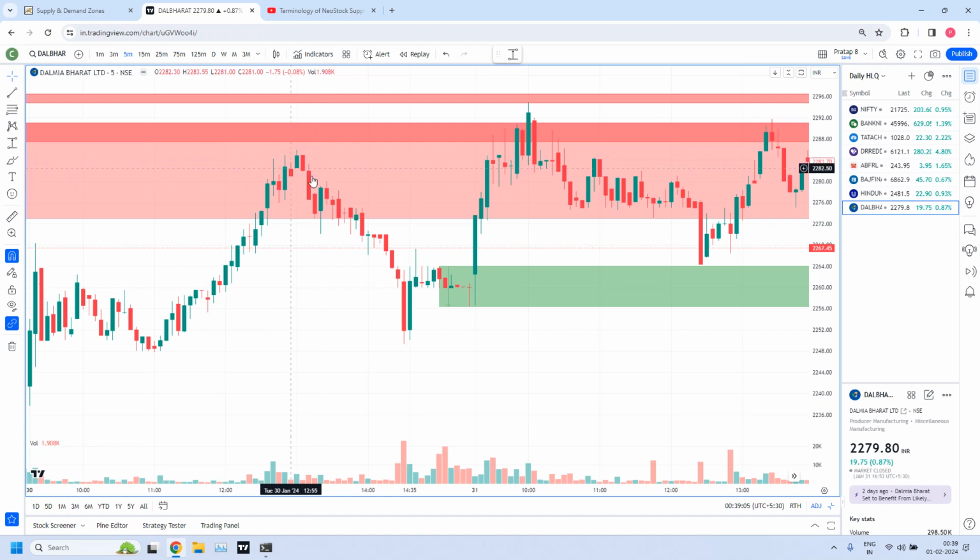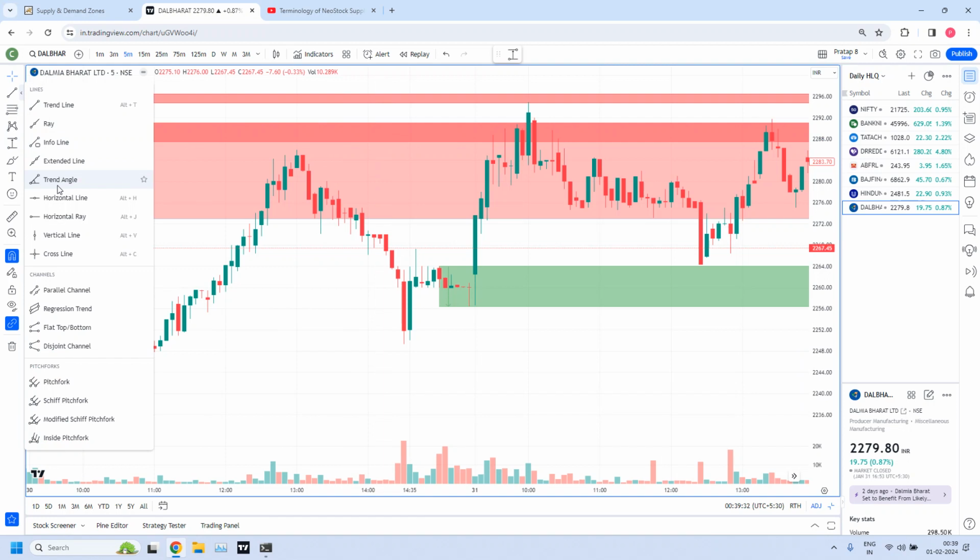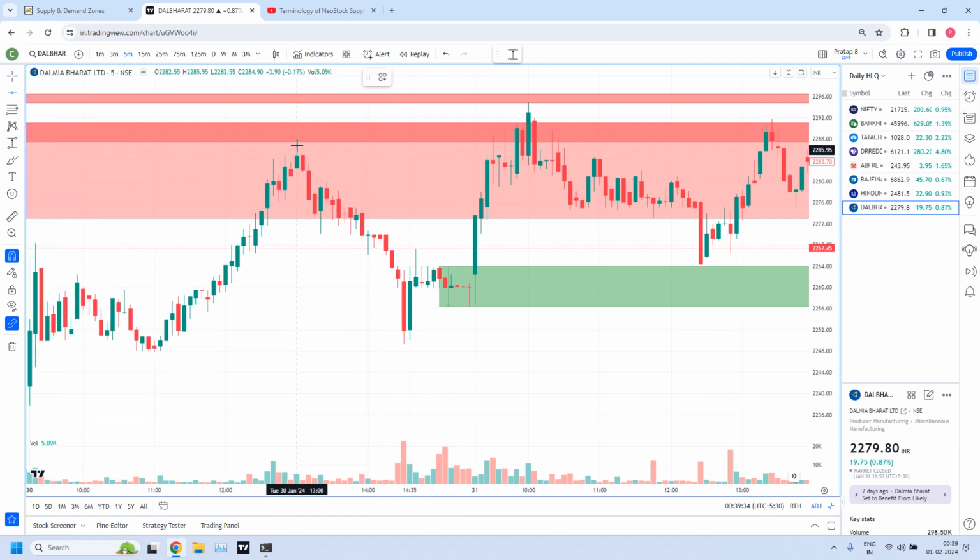Compare this chart with Dr. Reddy Labs. This is the best example. Dr. Reddy Labs, yesterday when it was tested, see the rejection from this area. But that is not the case in this stock. A lot of time the stock was tested. That means here, it consumed a lot of orders in this area. The only favorable condition is prices didn't go above this area.